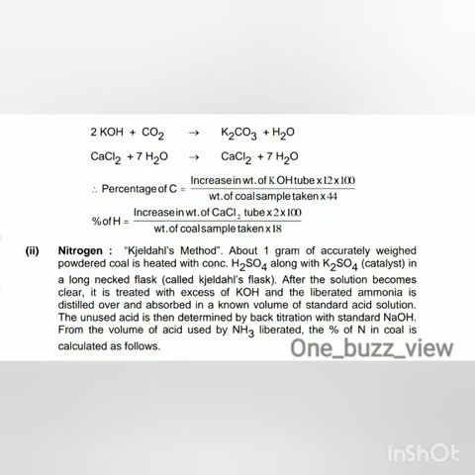You know the weight of the CaCl2 tube before absorption of H2O gas. So the increase you will find by final minus initial, into 2 into 100 upon weight of coal sample taken into 18. Now second, nitrogen.